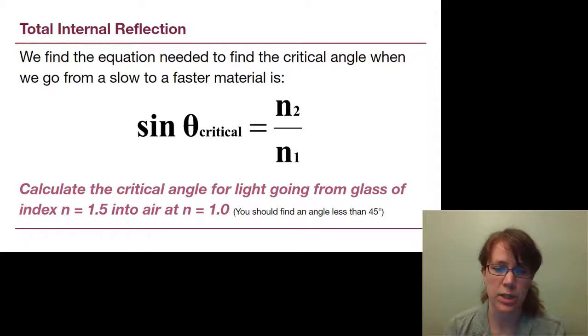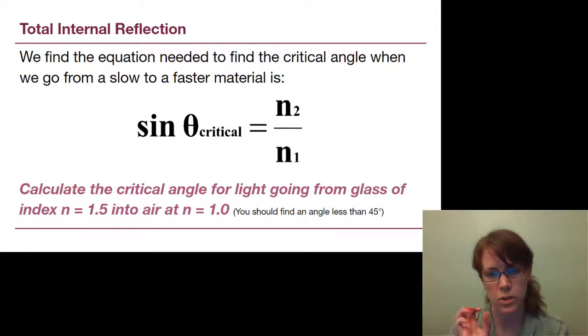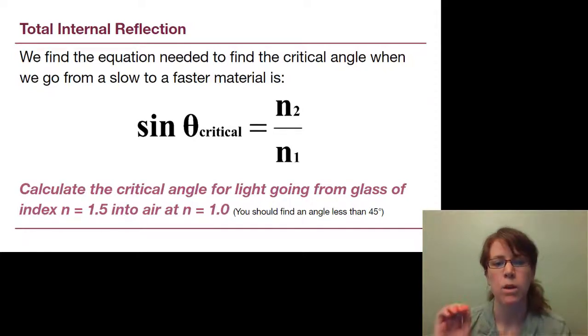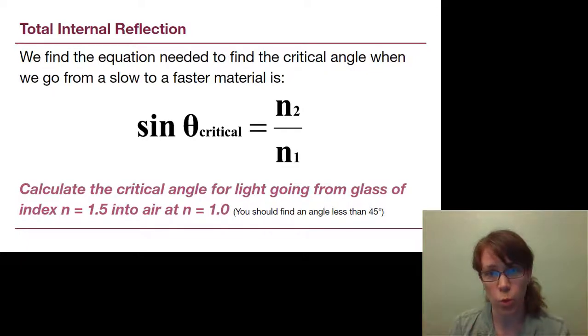So I want you to try to calculate the critical angle for light going from glass with an index of 1.5 into air at 1.0. I'm not going to do this math for us. It's just making sure that we can use that arcsine function on our calculator and recognize what numbers go where. Since we're starting in glass, that's n1. We end in air, or we're trying to, that's n2. And so when you calculate this, you should end up with an angle less than 45 degrees, if not something went wrong in your calculation. Okay.